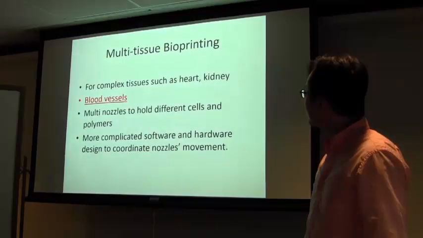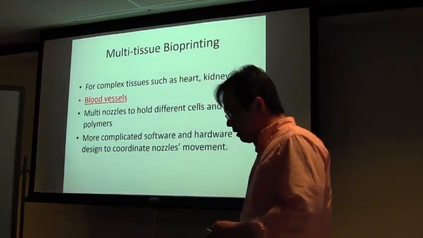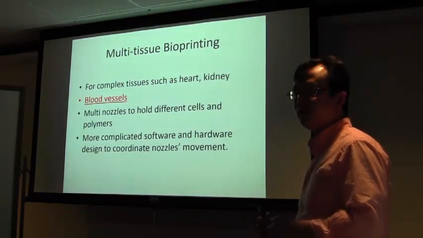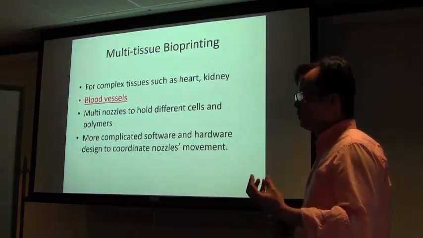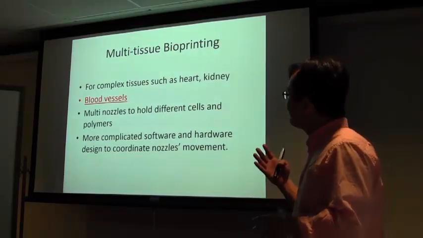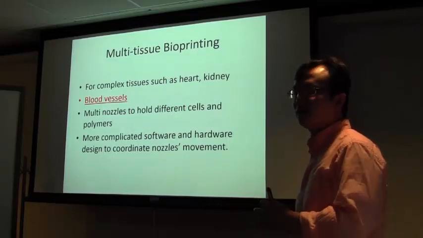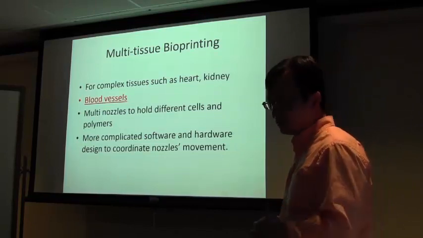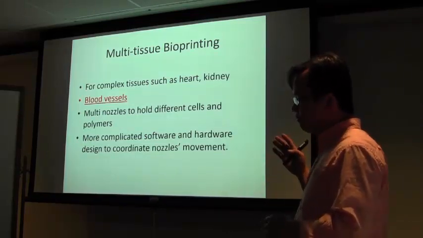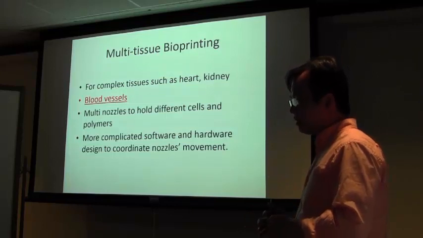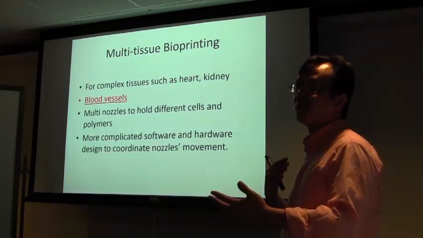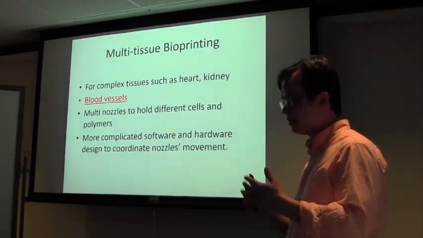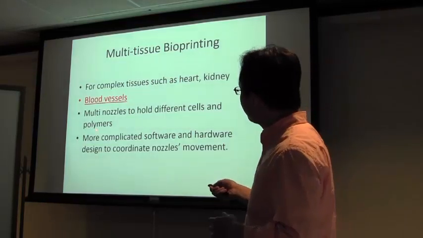What I've talked about now is called single tissue printing. It's perfect for a simple tissue, like bone or cartilage. But how about a more complicated tissue, like a heart? You need heart cells, and you need a blood vessel. So how can we do the printing? For this application, projection stereolithography is not applicable because it can only produce one uniform material. So in this case, we have to use another method.